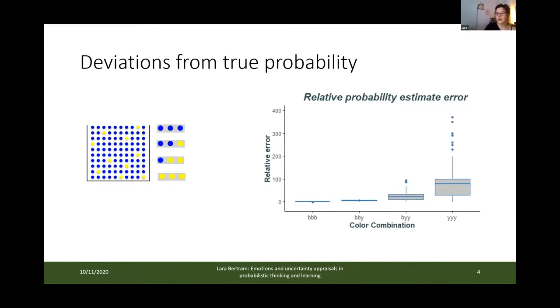I also did this with 160 participants at the beginning of Corona, because I was interested in how well people actually do when they assess probabilities. And it turns out that for the most likely combination, blue, blue, blue, people did relatively well. But the smaller the probability, the worse people did. So they overestimated the probability of drawing yellow, yellow, yellow, largely. Everyone overestimated yellow, yellow, yellow, but some people were really doing well on blue, blue, blue. And this result just hints to the fact that maybe we're not really good at estimating probabilities.